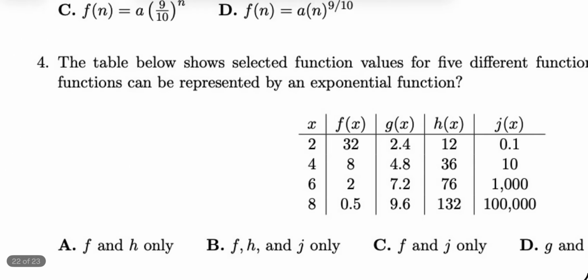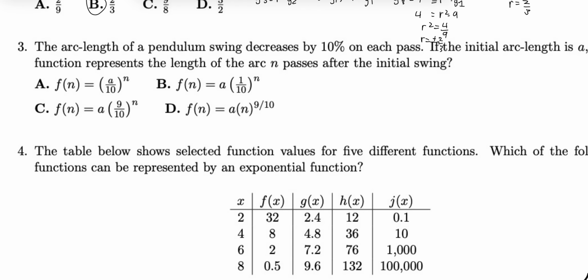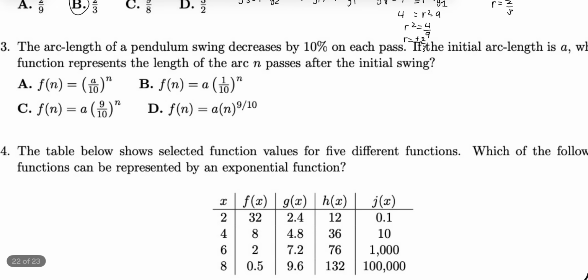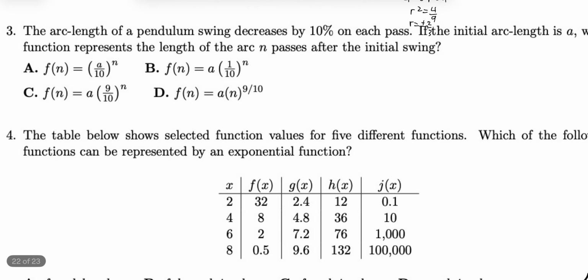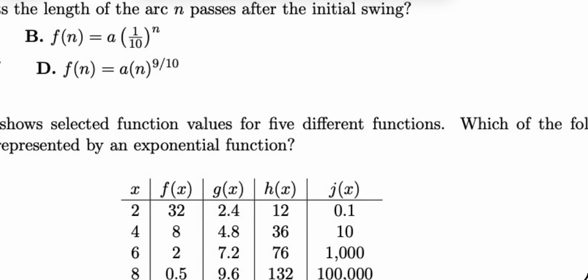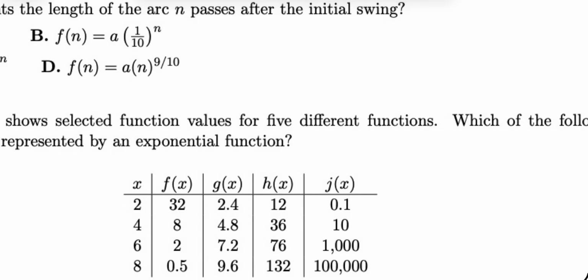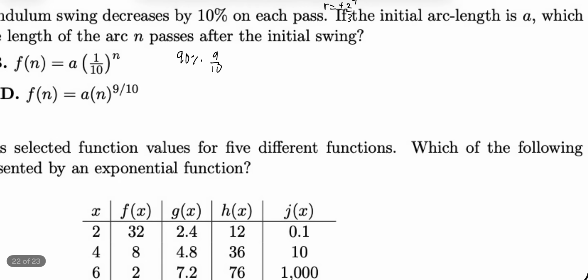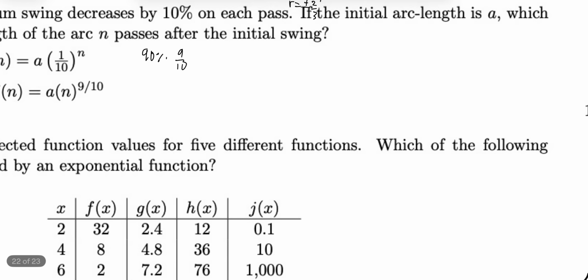That's B. Now for our next question, the arc length of a pendulum swing decreases by 10% on each pass. Its initial arc length is A. What function represents the length of the arc n passes after the initial swing? If it's decreasing 10% on each pass, that means the arc length is going to be 90% of its previous arc length, aka 9 over 10. So the arc length one pass after the initial swing is f of 1 equals A times 9 over 10.